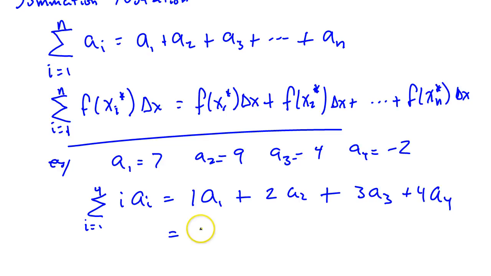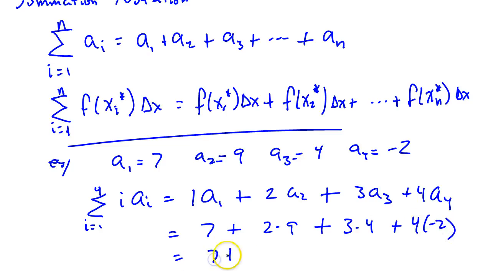So this is 1 times 7, plus 2 times A2, which is 9, plus 3 times A3, which is 4, plus 4 times A4, which is -2. I'm not doing the grand total yet. 7 plus 18 plus 12 minus 8, for a grand total of 12, 22, 29, I think. 29.